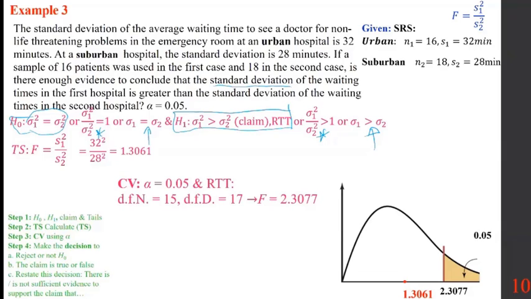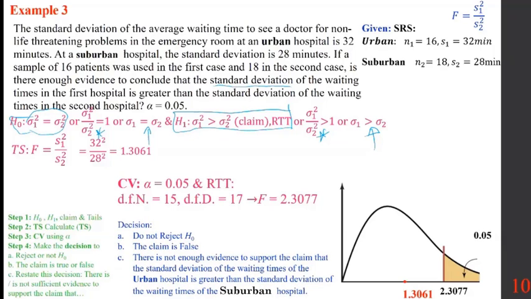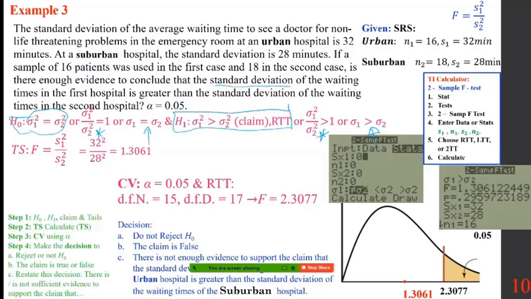Therefore, the result is: fail to reject H0, or do not reject H0. So if you are not rejecting H0, you're rejecting H1, which contains the claim, so the claim becomes false. So, do not reject H0. The claim is false. There is not sufficient evidence to support the claim that the standard deviation of the waiting times of the urban hospital is greater than the standard deviation of the waiting times for suburban ones.